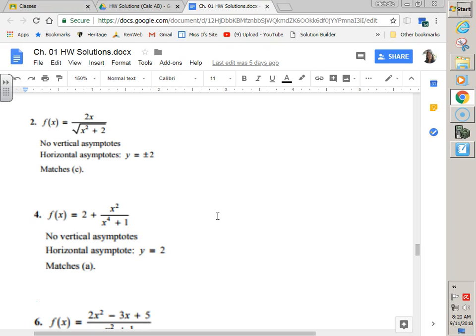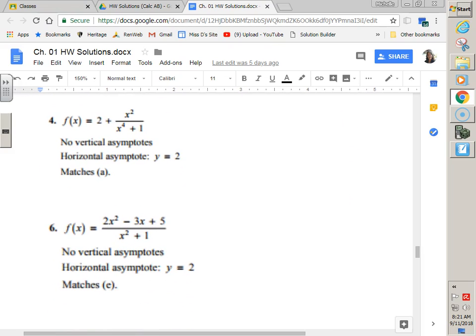There were 3 or 4 different ones that had a horizontal asymptote of 2. This one had a horizontal asymptote, it was tricky, of plus or minus 2. This was the one that had 2 different horizontal asymptotes. That's why it matched with C. Why was it plus or minus? Check the sign. It's a tie. What would happen if you went to positive infinity? A positive over a positive. But what would happen if you're going to negative infinity? A negative over a positive, so he was the one that had 2 different asymptotes matching with C.